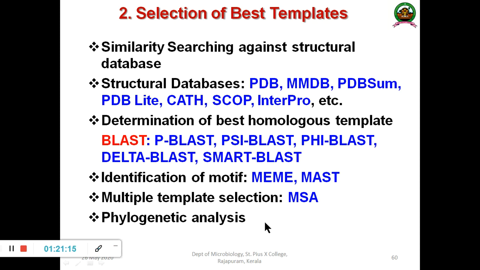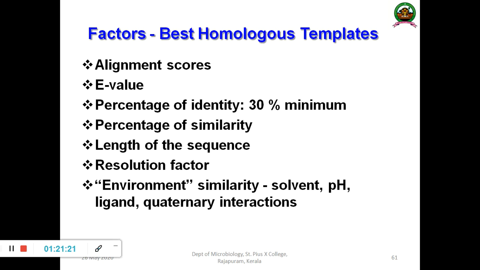You will analyze the evolutionary relationship. You will be getting the result. And what are the important parameters or factors one should look at while selecting the best homologous template?